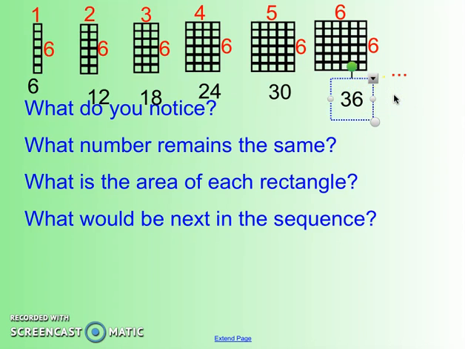For those of you that said that this 6 remains the factor that is common, and so if you look at these numbers, they're all counting up by 1. So the next number would be a 7. So it would be 7 times 6, and 7 times 6 is 42. Nice job. Can you recall what these numbers are?